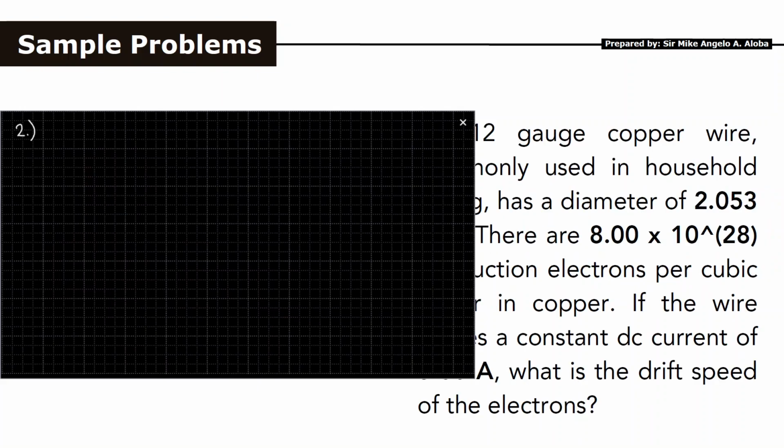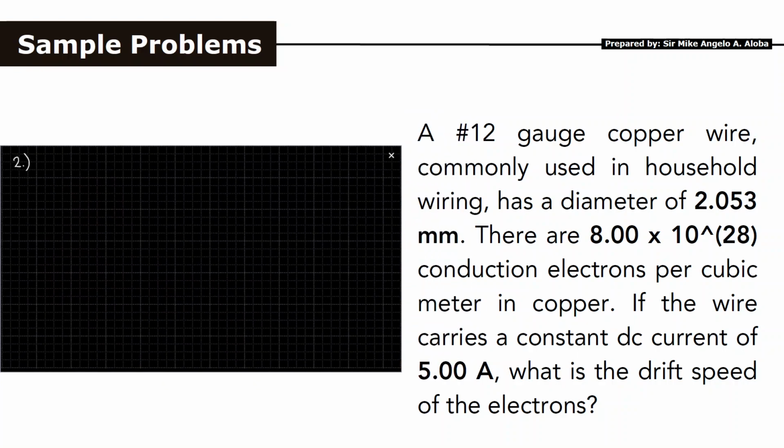For number 2, a number 12 gauge copper wire commonly used in household wiring has a diameter of 2.053 millimeters. There are 8 times 10 raised to 28 conduction electrons per cubic meter in copper. If the wire carries a constant DC current of 5 amperes, what is the drift speed of the electrons?